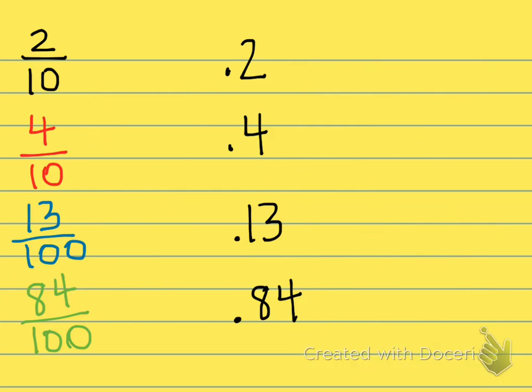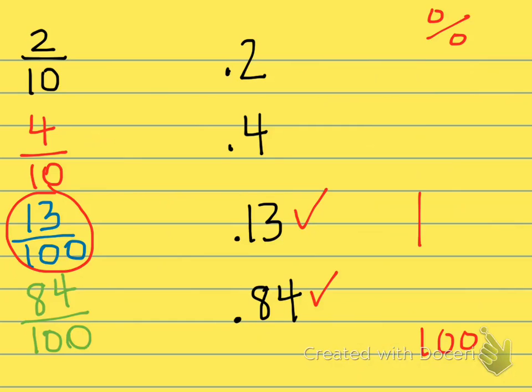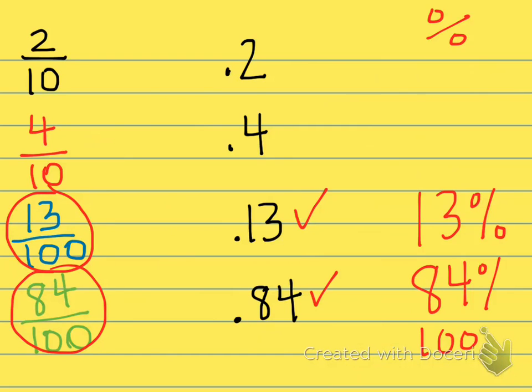Taking those same fractions that we just worked with, the 2/10ths, the 4/10ths, the 13/100ths, and the 84/100ths, we just talked about how they look as decimals. So here's their decimal writing, and that's what they look like. Now, when we're talking about percentages, we know that percentages are always, always, always out of 100. They're out of the whole 100. So these last two, 13/100ths and 84/100ths, are really easy to change over into percentages, because 13/100ths is out of 100, so that is 13%. And 84/100ths is going to look like 84%.